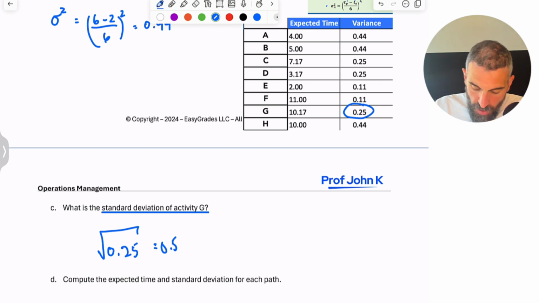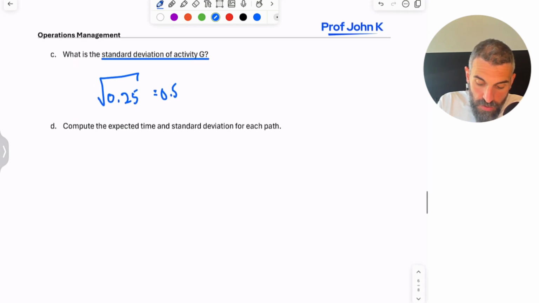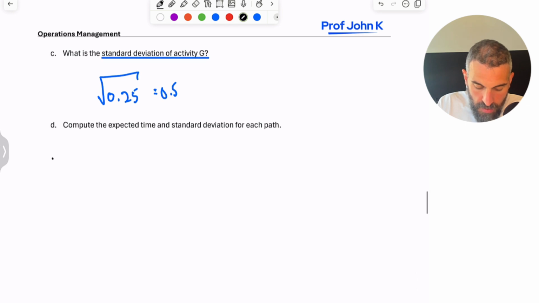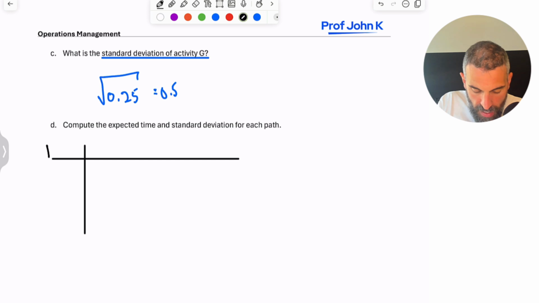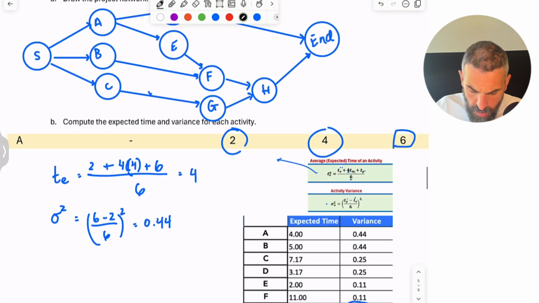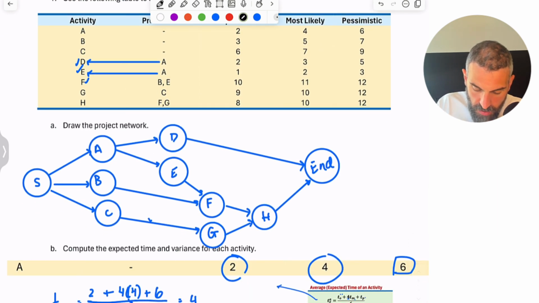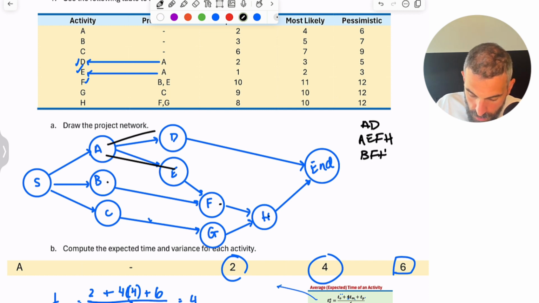Great. Now, if you want to find the expected time and standard deviation of each path, we're going to do this one manually because you really only have 3 paths. So you have your paths. How many paths do we have? I see actually more than 3. AD, that was one of them. I see A, E, F, H. Then I see B, F, H. C, G, H.